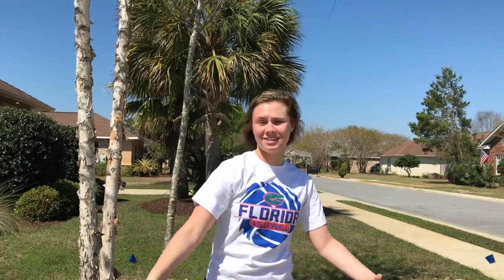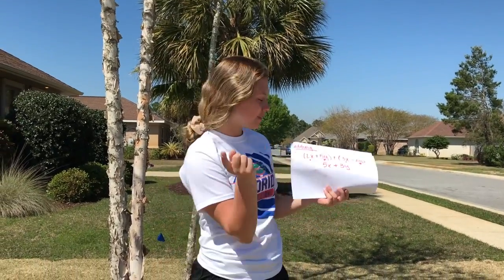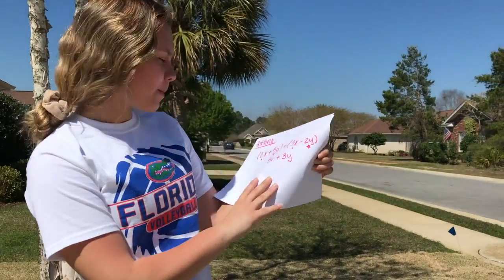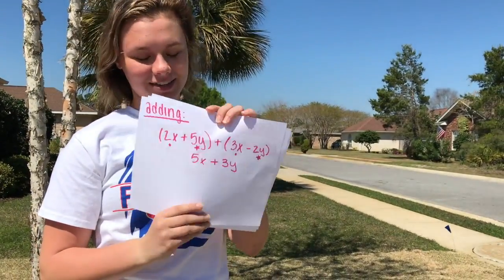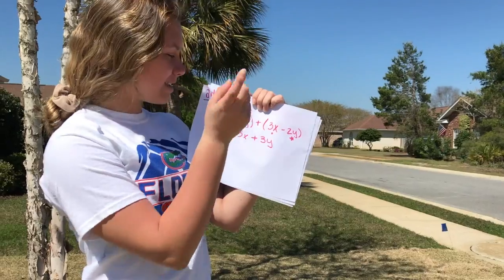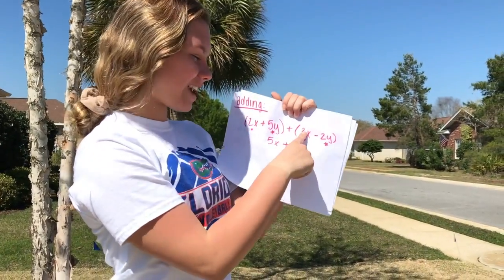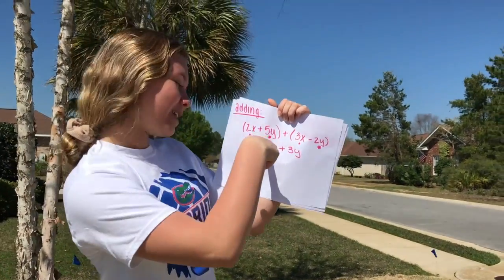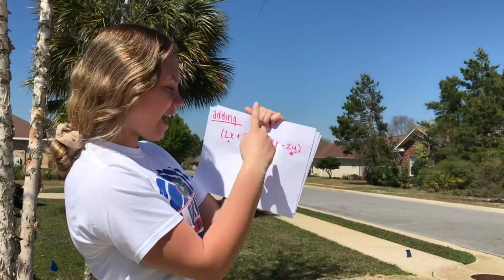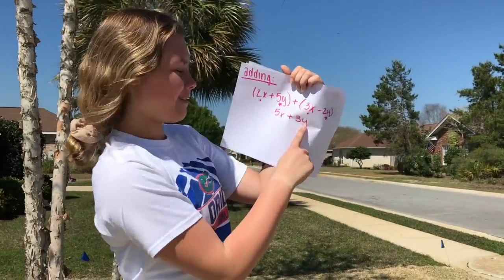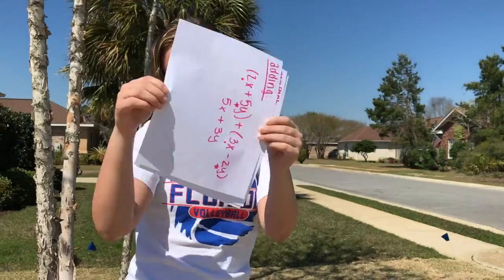All right, let's just start out with some examples. So like I said, one of the things you can do with polynomials is you can add them. So this is an example of adding your polynomials. So basically all you do with these ones is you just have to look at your problem and you just combine your like terms. So in this problem, 2x and 3x are a like term. So you combine them to be 5x. And then 5y and negative 2y is a like term. So you combine those to be 3y. And then there's your answer.